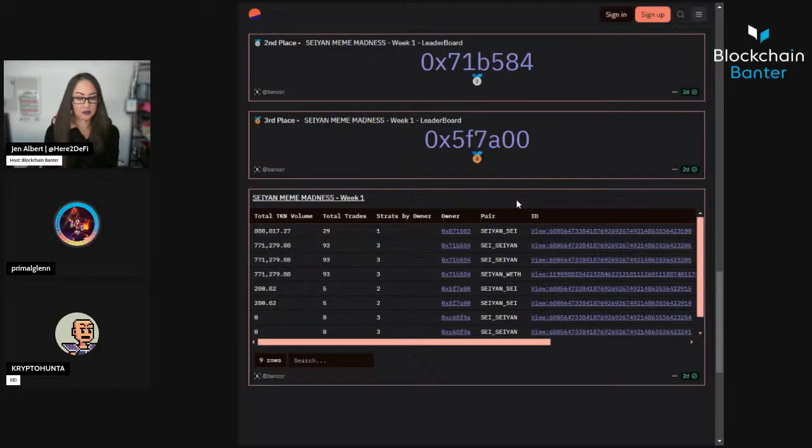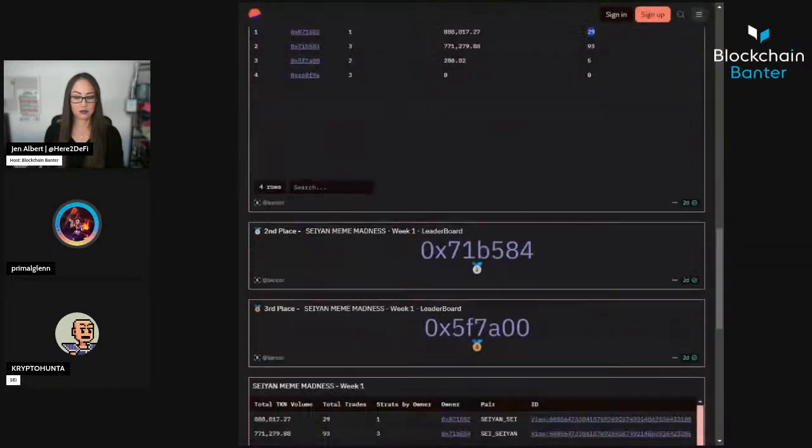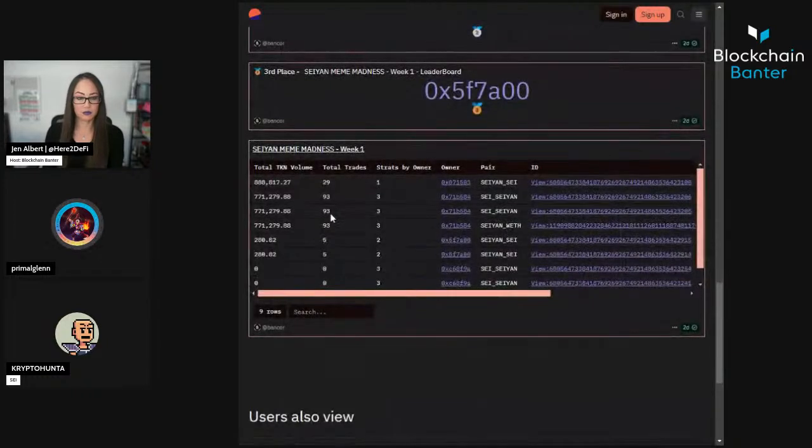And this is also what the Seiyan project is going to use at the end of every week to award the top 3 traders. Plus, they're also doing NFT airdrops, if I'm not wrong. Yeah, it's going to be 20 different NFT giveaways, along with additional meme coin airdrops from their own treasury and from the collaborating projects for Meme Coin Madness.